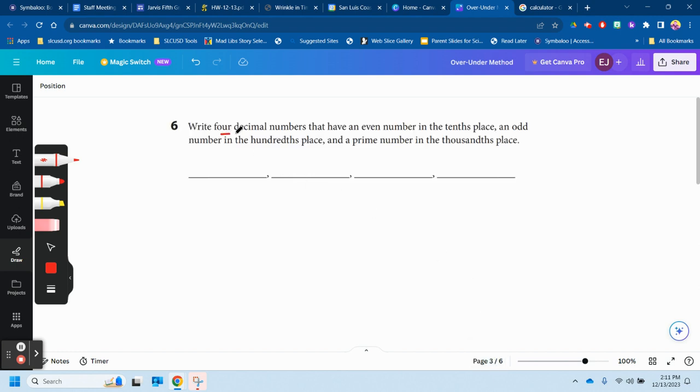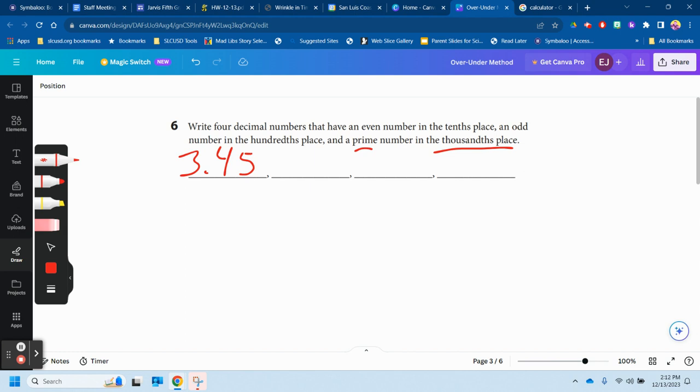So write 4 decimal numbers that have an even number in the tenths place, odd number in the hundredths place, prime number in the thousandths place. I made a mess of things here. So I need an even number in the tenths place. I like to start with, we'll just put a 3 here. So an even number in the tenths place, that's right here. 4 is an even number. An odd number in the hundredths place, 5 is an odd number. And a prime number in the thousandths place. A prime number is divisible only by itself and 1.